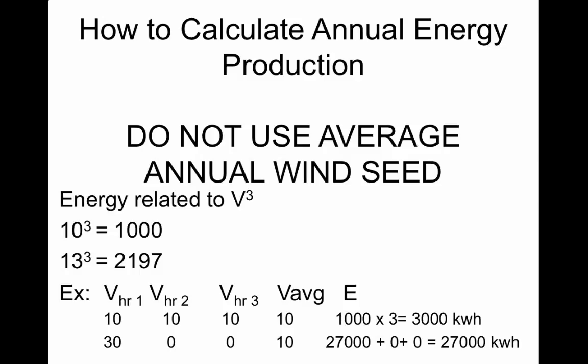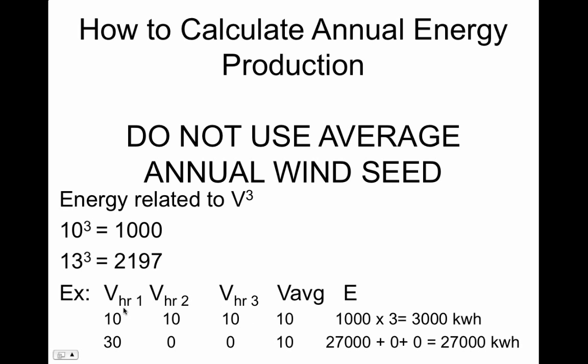So how do we calculate the annual energy production of a wind turbine? Well, first, you don't want to just use the average annual wind speed and multiply that times the number of hours in a year, and this is why. It's because the energy is related to the velocity cubed. So 10 cubed is 1,000, and 13 cubed is over 2,000. You wouldn't even be able to notice the difference in the feel of the wind on your face if you stuck your head out of the car at 10 miles an hour and then at 13 miles per hour. It would seem very similar.